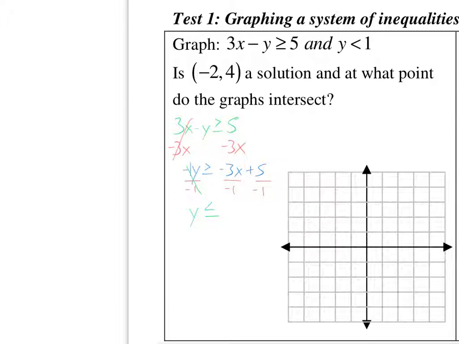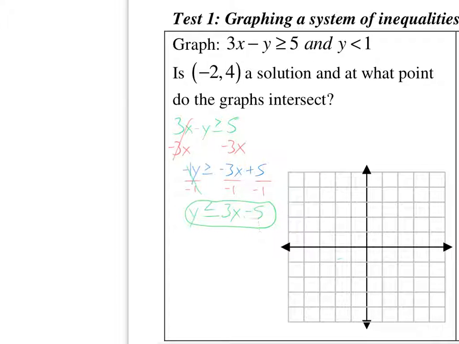See, the inequality was a greater than or equal to. Now it's a less than or equal to. And then when I divide these by negative 1, all dividing by negative 1 is going to do is change the sign. So that negative 3x is going to become a positive 3x, and that positive 5 divided by negative 1 is a negative 5. So this right here is your inequality, which you will now graph.